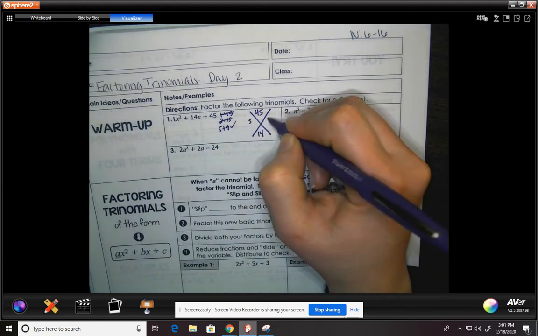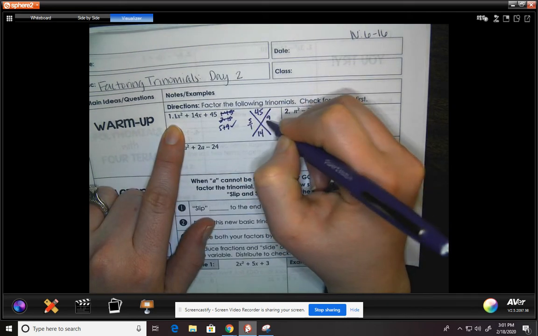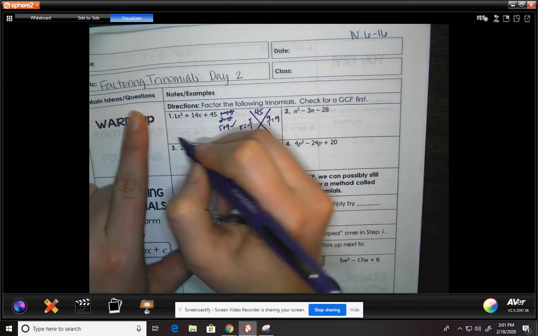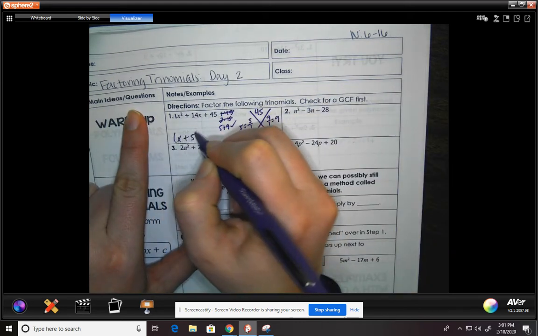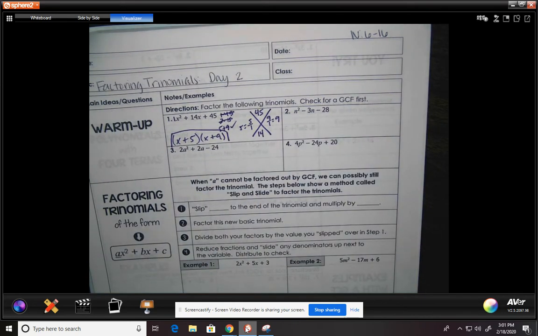So I put a 5 here and a 9 here. Now we divide by that leading coefficient of 1, which this would be 5 and this would be 9. So my factors would be x plus 5 and x plus 9. Okay, I'm going to do number 3, and then you have to try 2 and 4.